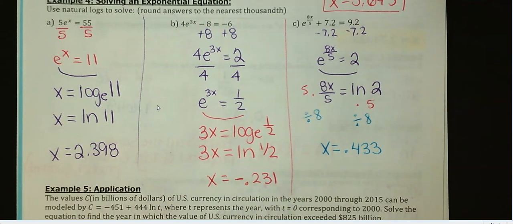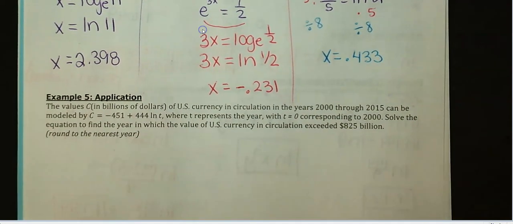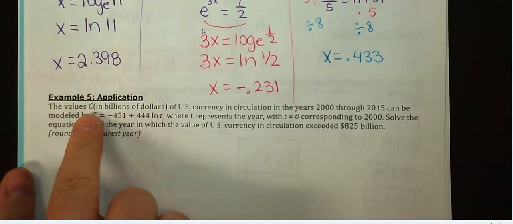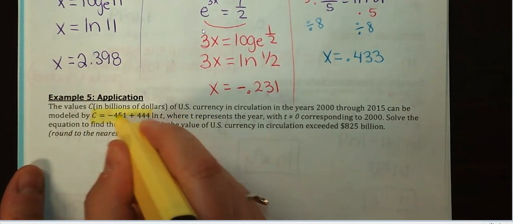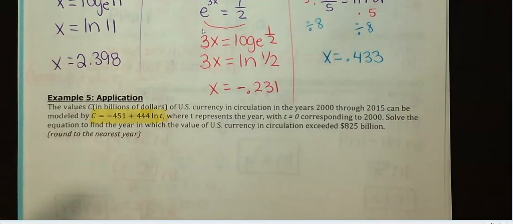And then I have one more question. Okay, this is an actual legitimate formula for the currency. It says the value C, which if you look further into the question is in billions of dollars, is for U.S. currency circulation 2000 to 2015, and that's the model for it.